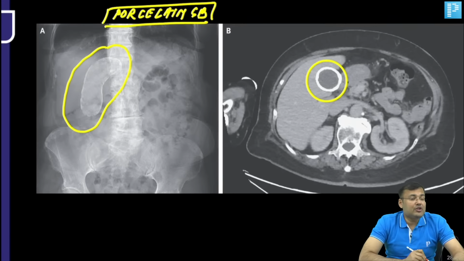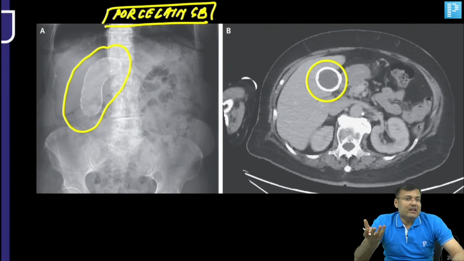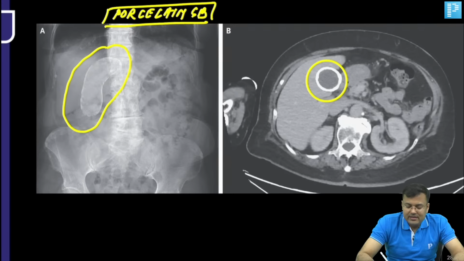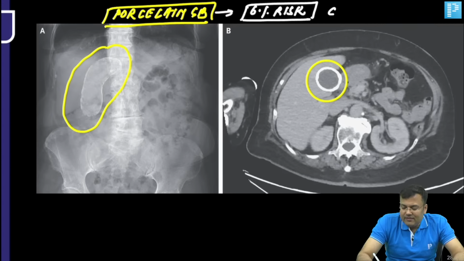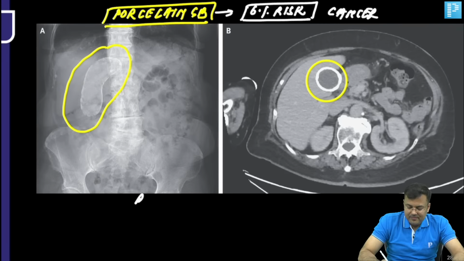Let me tell you guys, majority of patients are asymptomatic, diagnosed incidentally on X-ray or CT. What is the biggest problem? There is increased risk of invasive cancer. How much is the risk? There is 6% risk of invasive cancer. That is why, can you tell me the treatment?